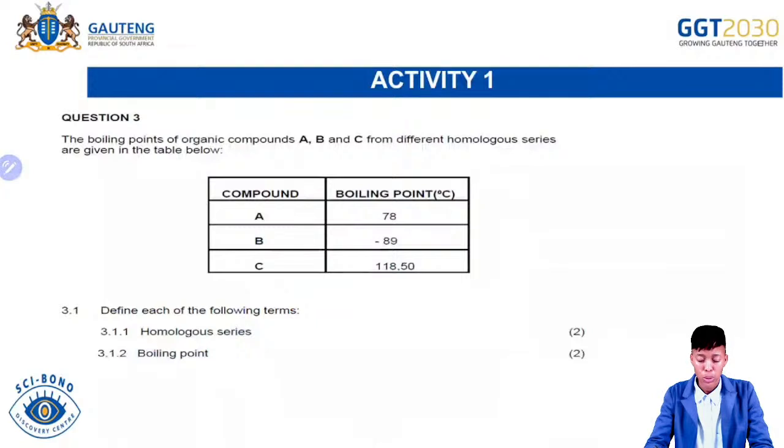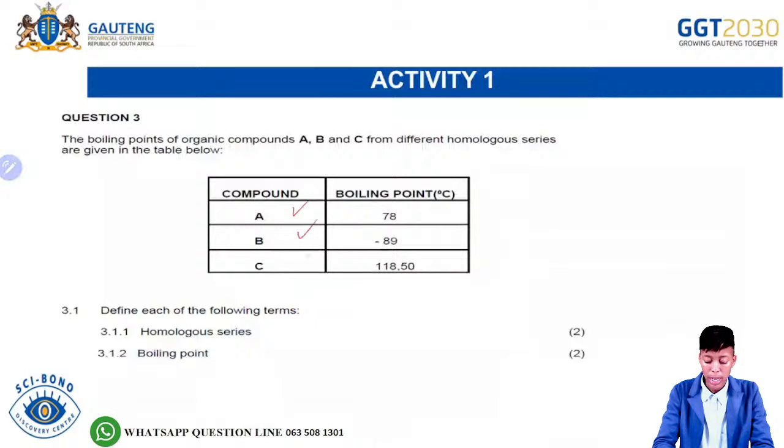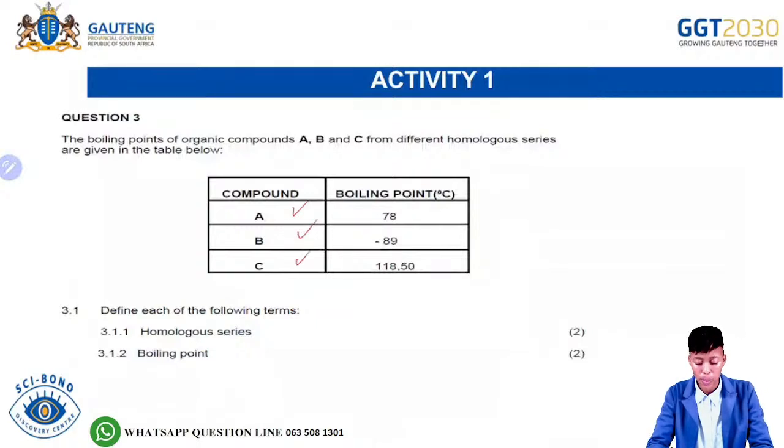So we are going to do this activity together. It says the boiling points of organic compounds A, B, and C from different homologous series are given in the table below. Okay, so what are we given? We are given compound A, compound B, and compound C. But with compound A, B, and C, we are given the different boiling points. So we are not told the homologous series of the compounds.